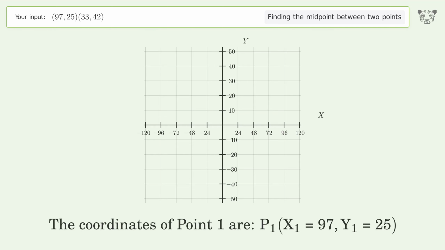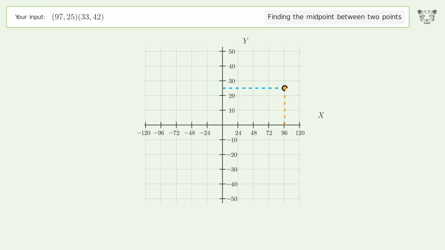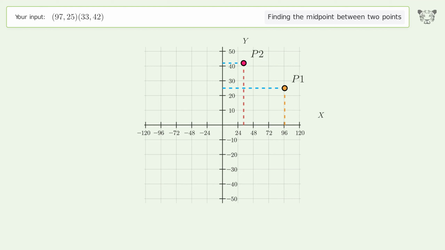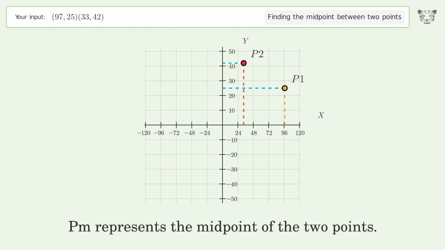The coordinates of point 1 are, x1 equals 97, y1 equals 25. The coordinates of point 2 are, x2 equals 33, y2 equals 42. PM represents the midpoint of the 2 points.